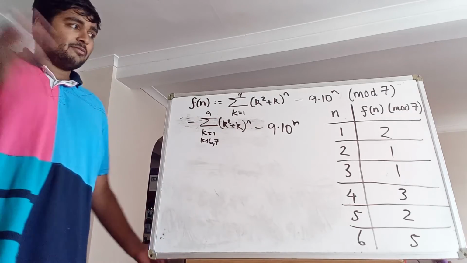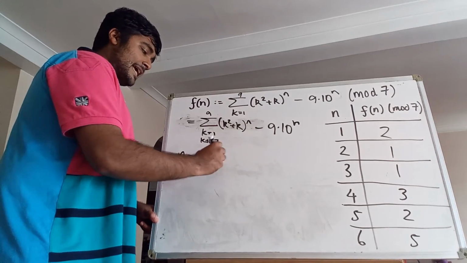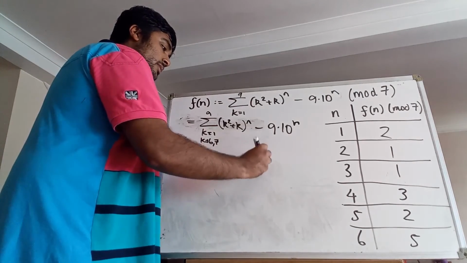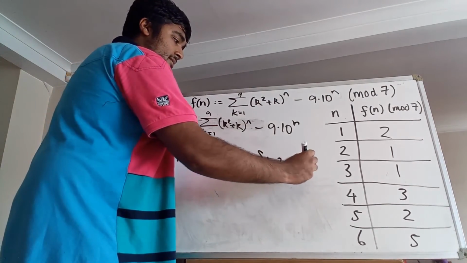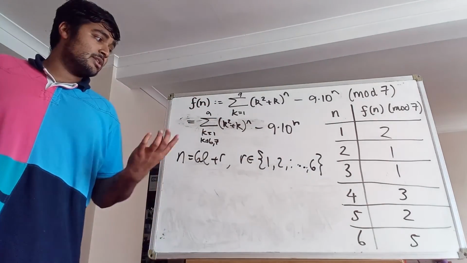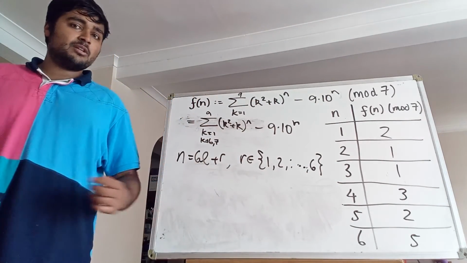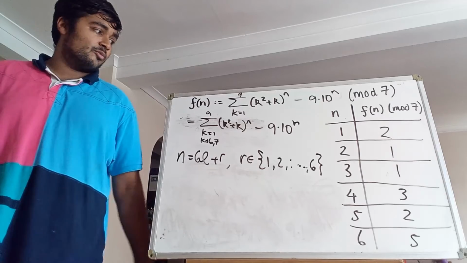And now what we're going to do is write out any positive integer as 6 times something plus a remainder. So every positive integer, n, can be written in the form 6 times L plus R, where R is 1, 2, 3, all the way up to 6. So one of these numbers here. And what I want to do is use what we've got here, this table here, to prove that f of n is not going to be 0 mod 7, and then that will solve my problem.